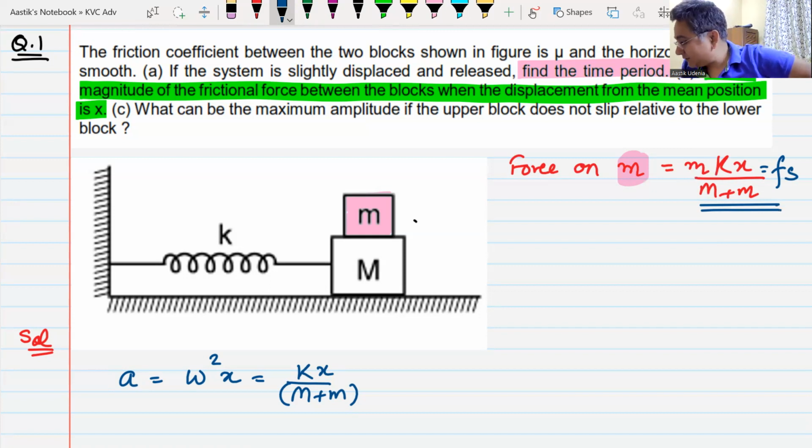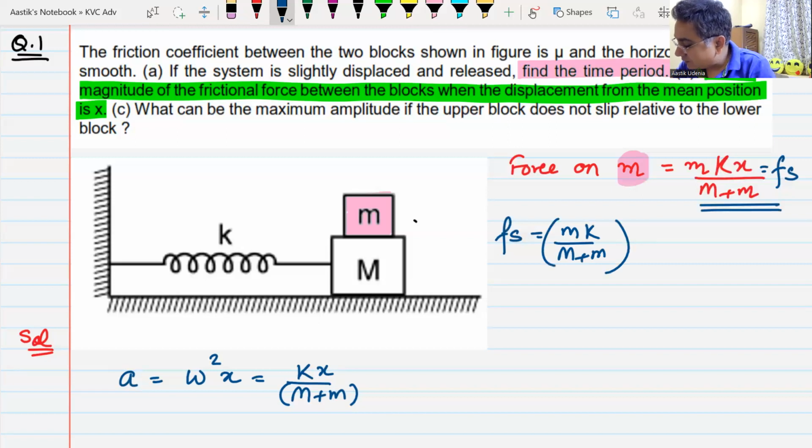You understand this? Yes, sir. So the value of static friction is m by (capital M plus small m) into k multiplied by x. So far so good? Yes, sir. So far so good means that we have understood up till this point.